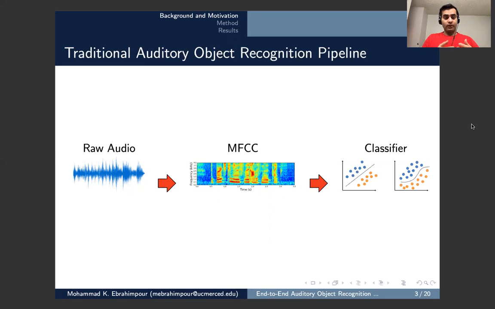In this example, we have the raw audio files, and then we are extracting MFCC features. MFCC features are going to be mel frequency cepstral coefficients. And as you can see in the image, the x-axis is time, the y-axis is frequency, and the colors in this image represent the energy of the signal.